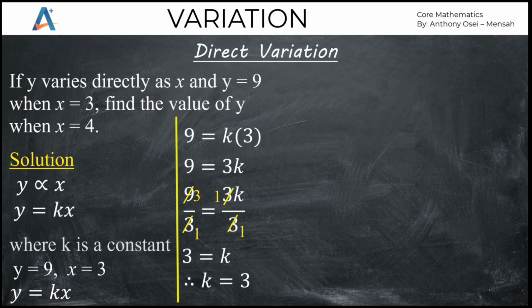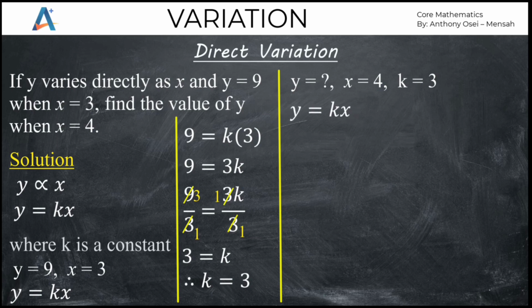Now that we have gotten the constant k, let's find the actual answer. It says, find the value of y when x is 4. That is the real question we are supposed to solve for. Now we are getting the value of y, which we don't know, and the value of x is 4. Now that k has been given as 3, we can still use the relation y is equal to kx. We don't know y, so y is equal to k times 4, which is 3 times 4.